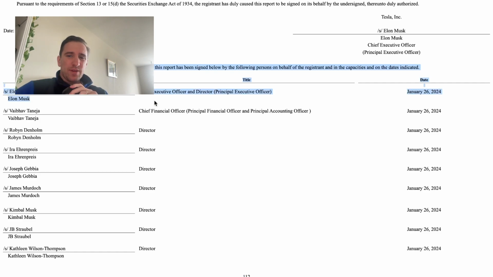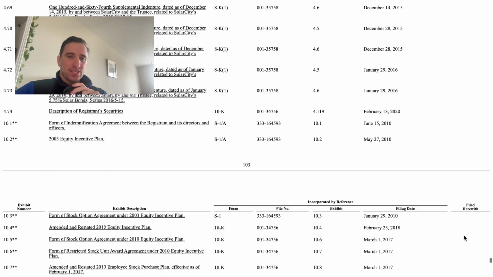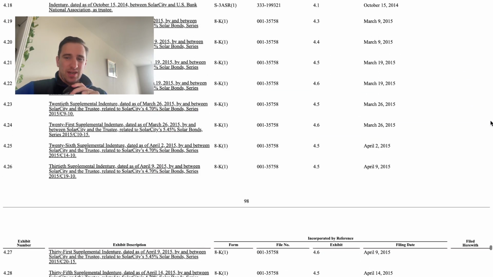And look at all of the people who have signed it as well. The whole team has signed it. They've clearly reviewed it. They've definitely gone through this. This is pretty intense stuff here.